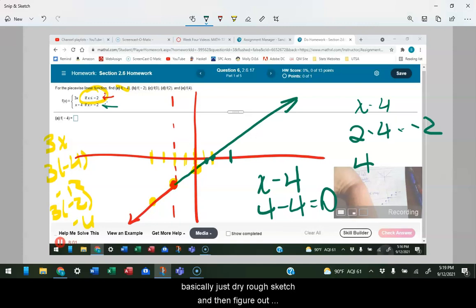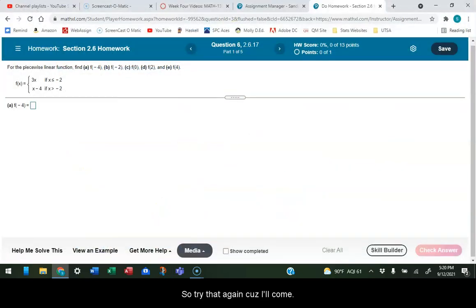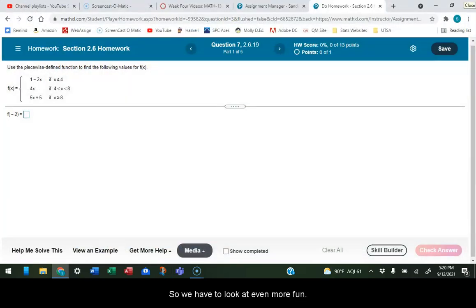So basically just draw a rough sketch and then figure out where your x values are on that sketch, and then you'll know where to evaluate. Do you evaluate in the red part or in the green part? Okay, so let's try that again, because that was kind of exciting. So we have, ooh, look, it's even more fun.